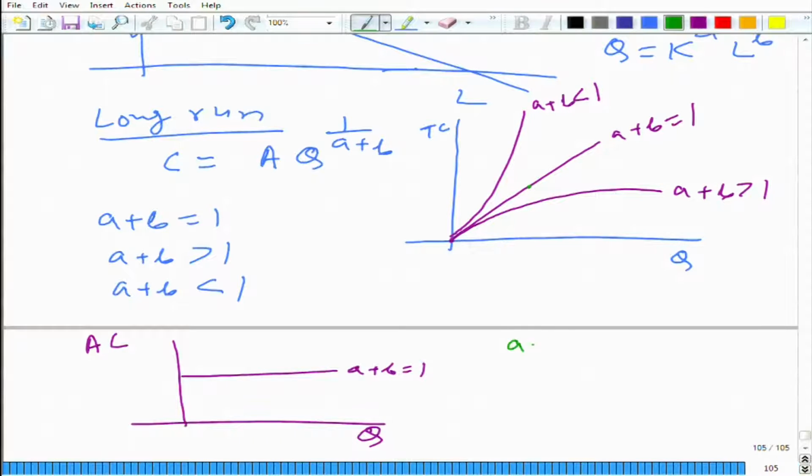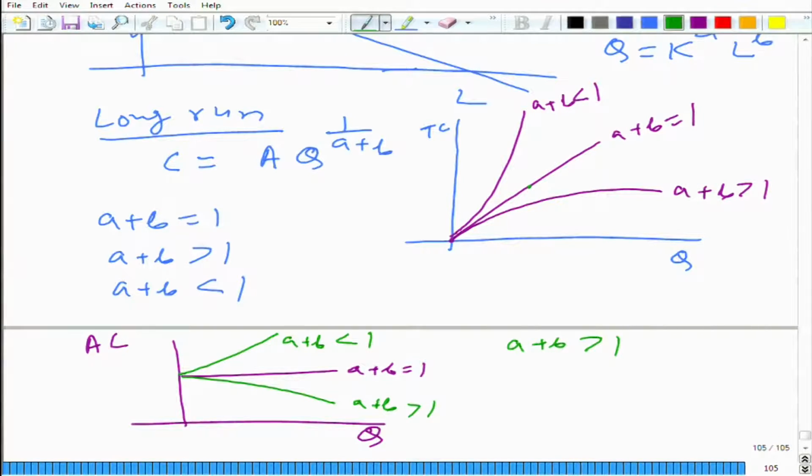What if A plus B is greater than 1? What do we get? It decreases, something like this. Okay? I do not know how much it is at this point. And this is, and this increases. Again, I do not know the value at q is equal to 0, I am just drawing.